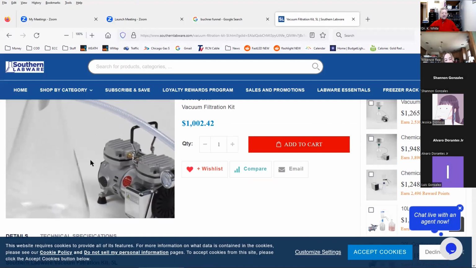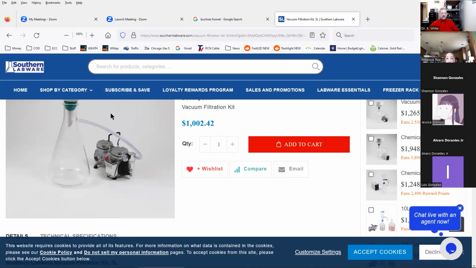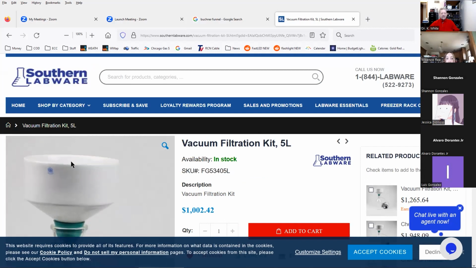The labs at ECC, each one has a vacuum connector to a big pump in the back in the storeroom. And what you do is pour in the top here your liquid and solid. There's a filter paper in there, and the liquid comes through, but the solid stays on the filter paper. And this is a way of separating a solid from a liquid.